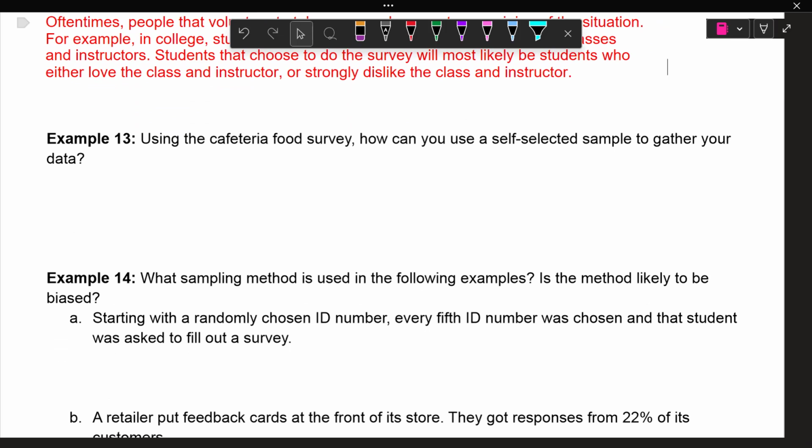Using the cafeteria food survey, how can you use a self-selected sample to gather your data?